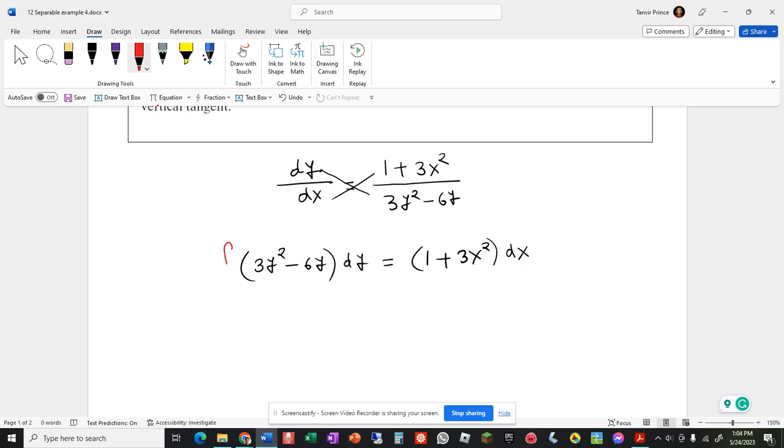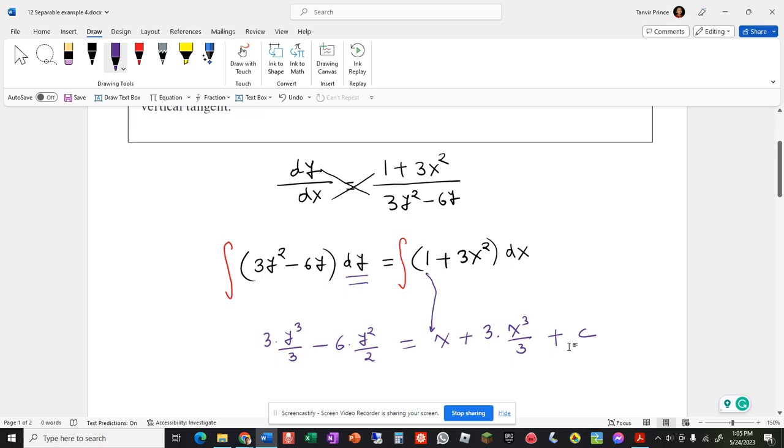Take the integral of both sides. The left hand side with respect to y. So the integral of 3y squared is y cubed over 3, minus 6 times the integral of y, which is y squared over 2. I'm going to add c on the right hand side. Only one side we add c, I explained that before. The integral of 1 is x plus, I copy the 3, the integral of x squared is x cubed over 3. And then here I add plus c. And that will be the general solution.